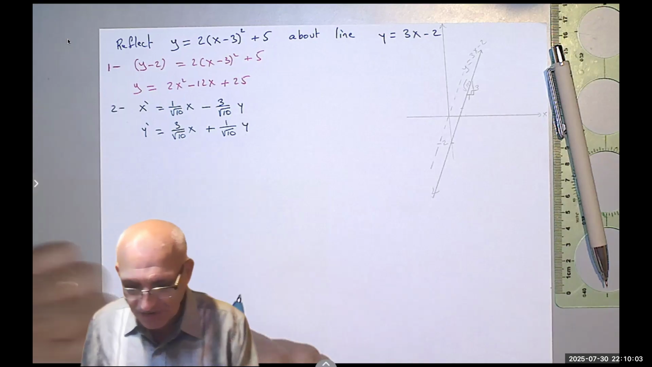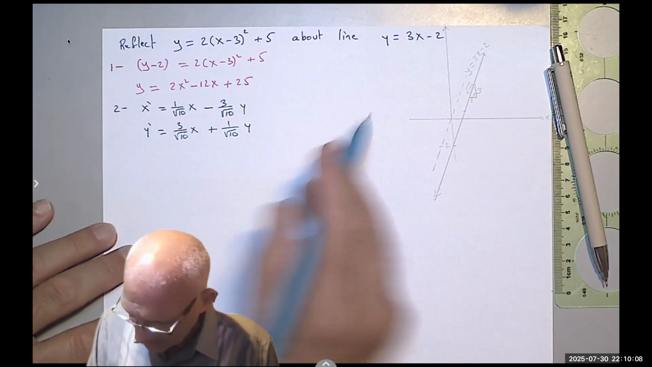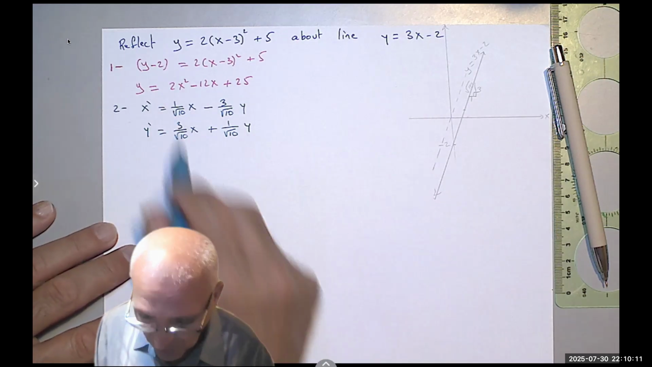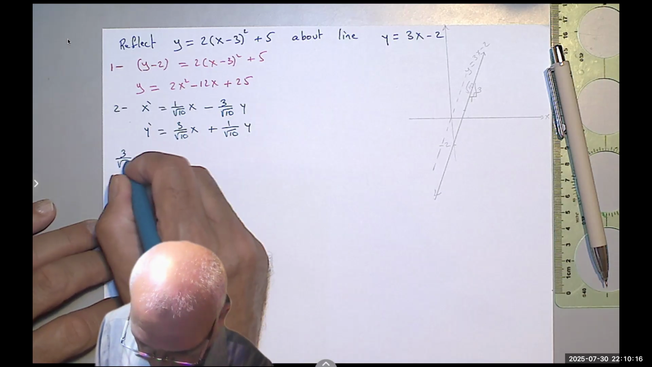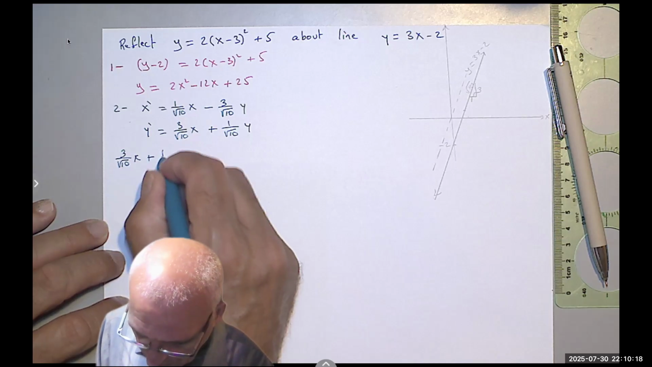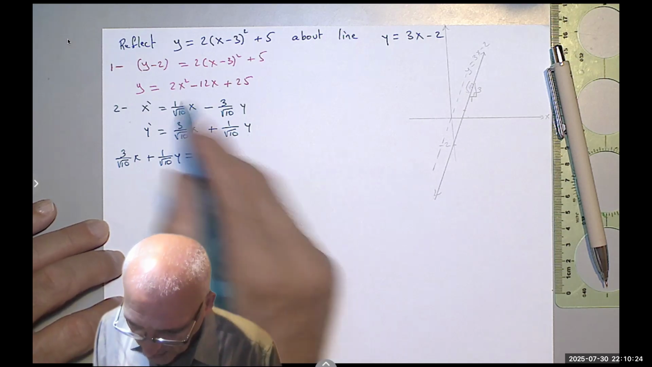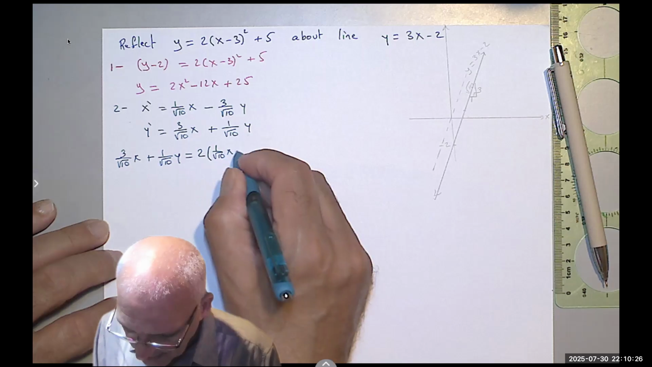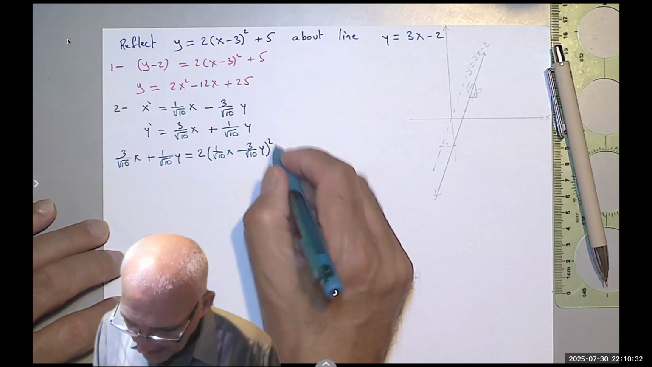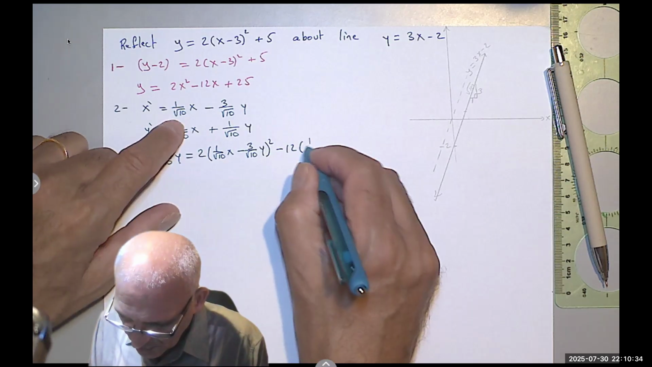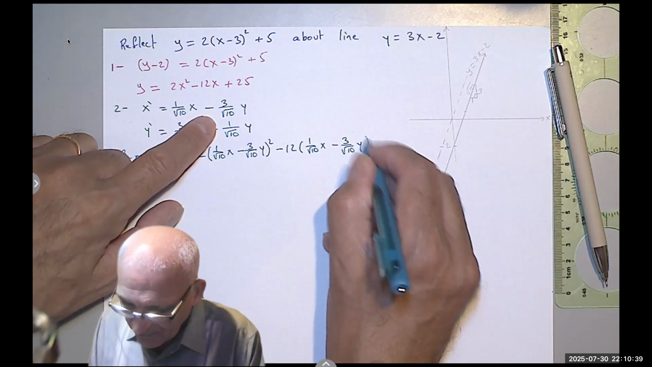Now I'm going to substitute here. So the y, I'm assuming it's y prime. As I said, I don't like to use the primes, it's confusing. So I'm going to say the y becomes that. So the left-hand side is 3 over root 10 x plus 1 over root 10 y equals 2 times (1 over root 10 x minus 3 over root 10 y) quantity squared, minus 12 times (1 over root 10 x minus 3 over root 10 y) plus 25.